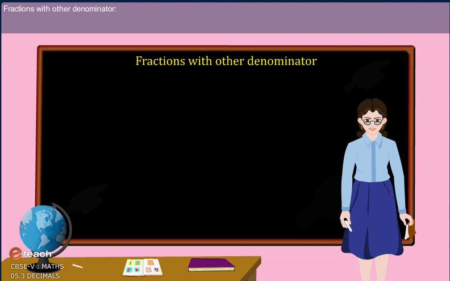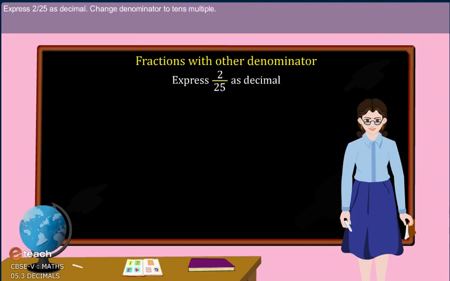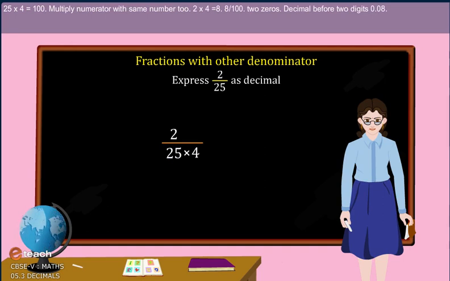Fractions with other denominators. Express 2 by 25 as a decimal. Change the denominator to a multiple of ten. 25 into 4 gives 100. Multiply the numerator with the same number: 2 into 4 is 8. 8 by 100: 2 zeros. Decimal before 2 digits. So 0.08.